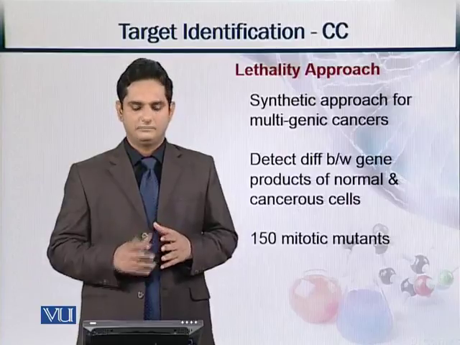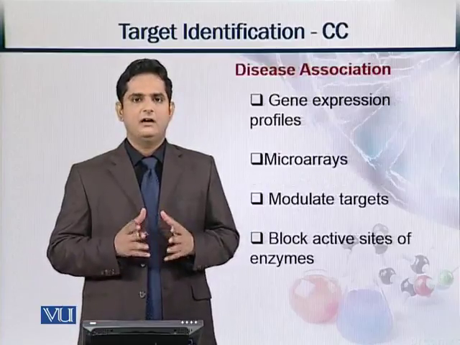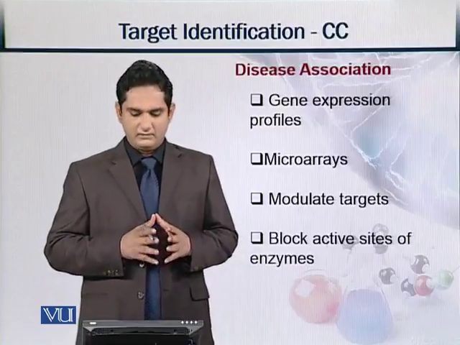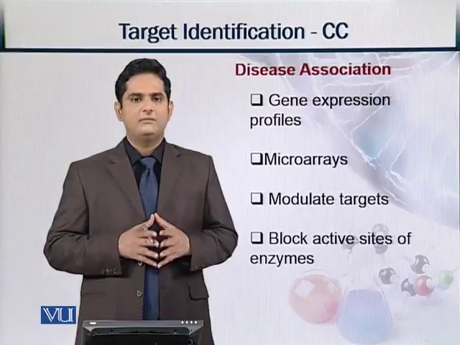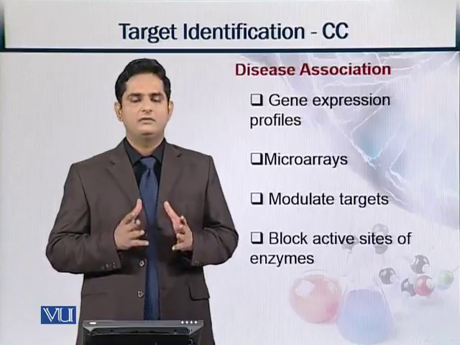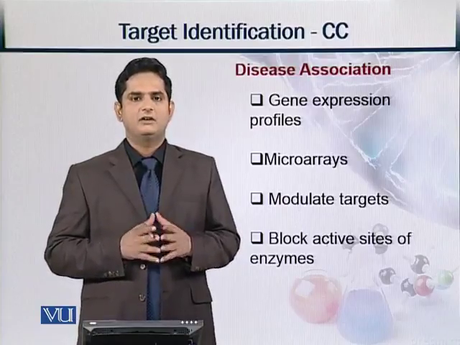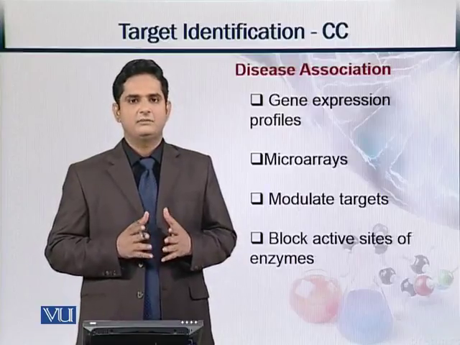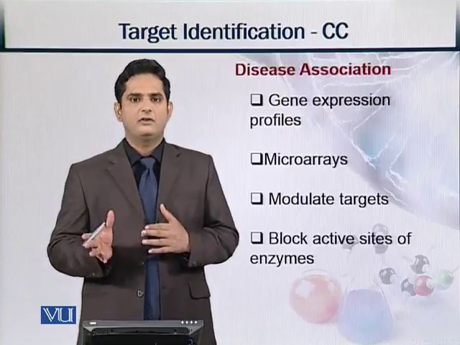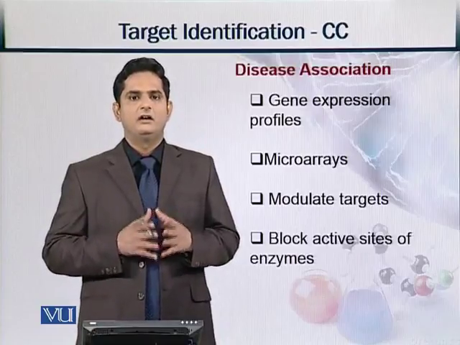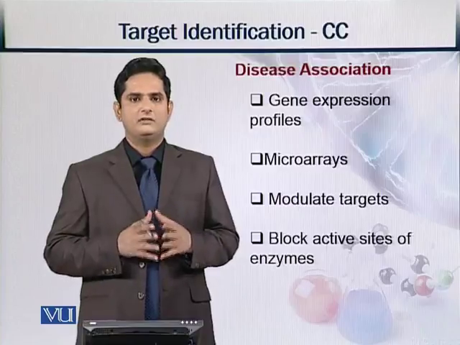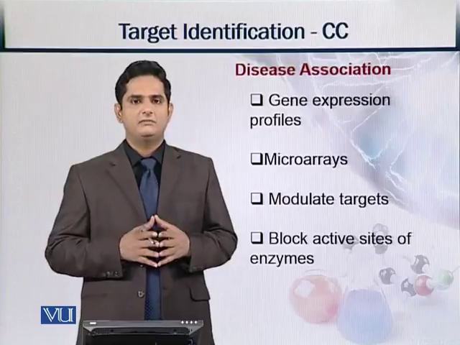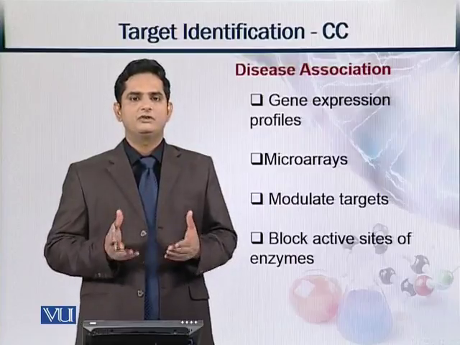The final approach of target identification based on the cell cycle is disease association. In disease association, we want to find the connection or association between diseases and genes. That is based on gene expression profiles using microarrays, which we want to study in detail, as microarrays are a mechanism to study many genes at the same time.